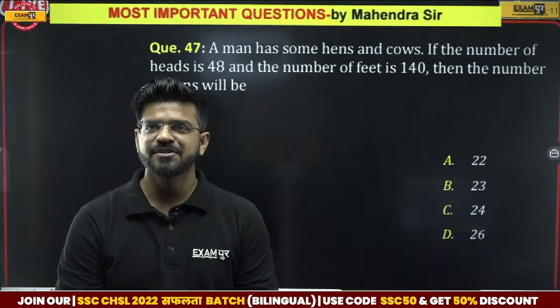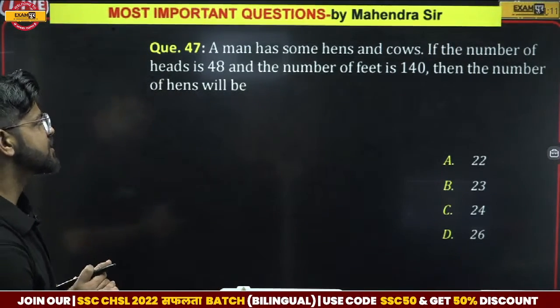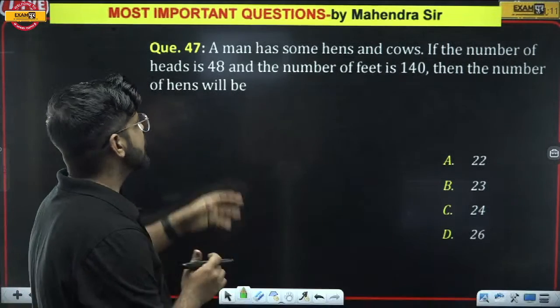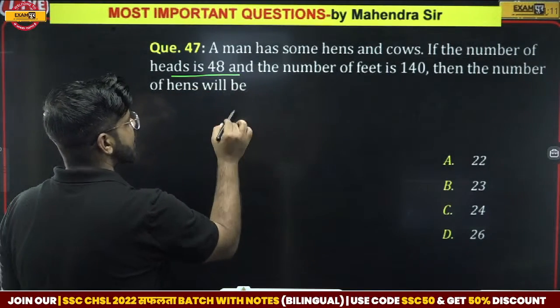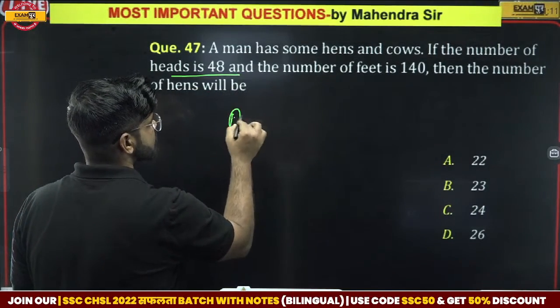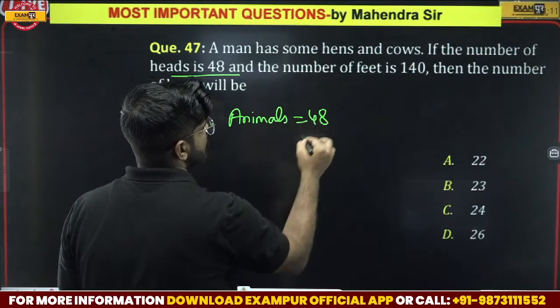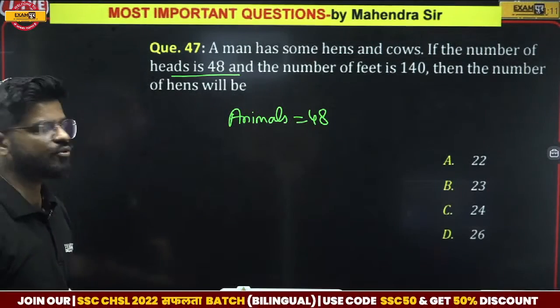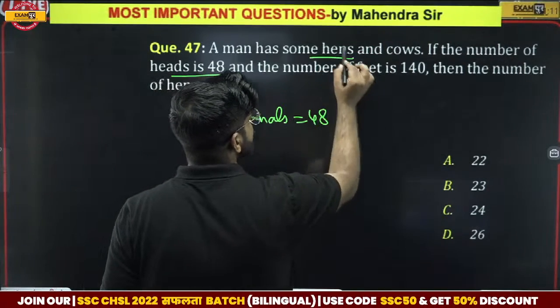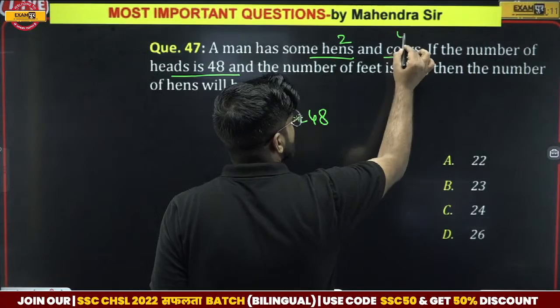Tell me the answer for this question. It is a very easy question, okay? Whenever there are 48 heads, it means there are a total of 48 animals. Okay, how many animals are there? There are 48 animals. Some have 2 legs, some have 4 legs, you know that. So hens have 2 legs and cows have 4 legs.